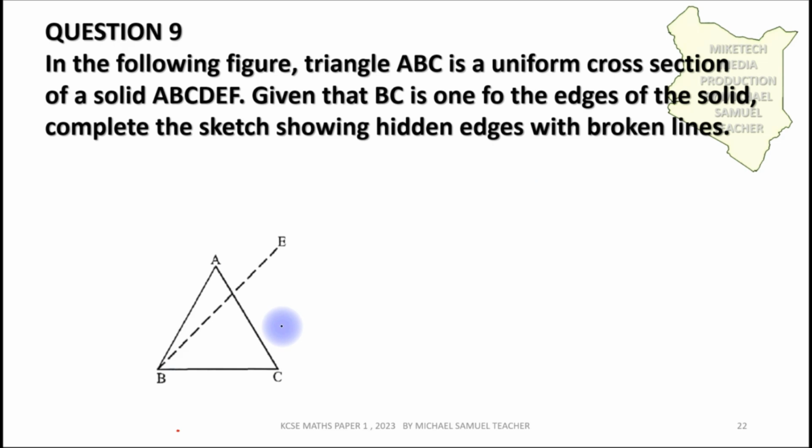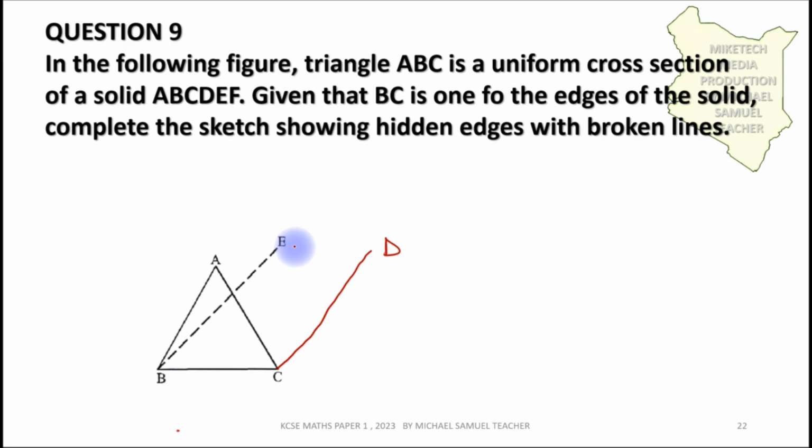Now, the first thing we need to know, the part which is seen clearly we draw with a complete line, but the part which is hidden is drawn using broken lines. So for this case, we want to join C to D, therefore C to D must be parallel to BE, and since it is the part which can be seen, we'll be using a ruler. We are going to draw a straight line which is parallel to BE, and we call it D.